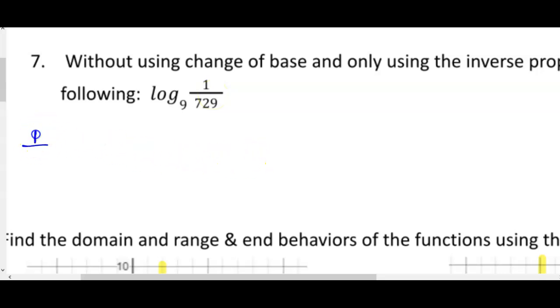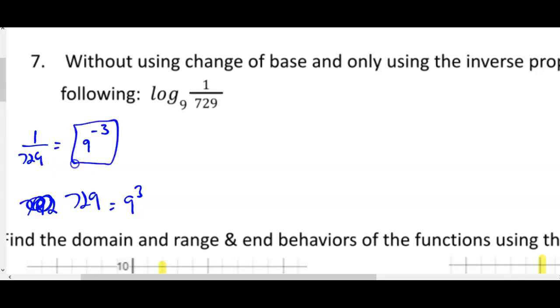So 1 over 729, guys, is 9 to the -3rd power. If you were looking for 729, that would be 9 cubed. Well, we want 1 over 729, so we're going to use 9 to the -3.